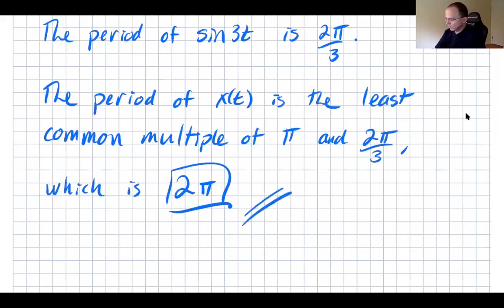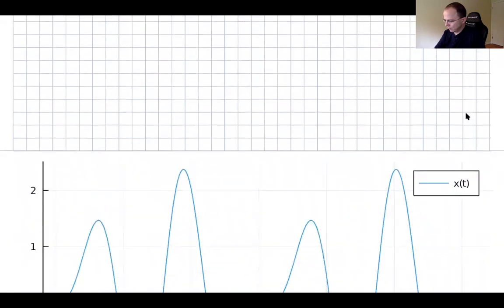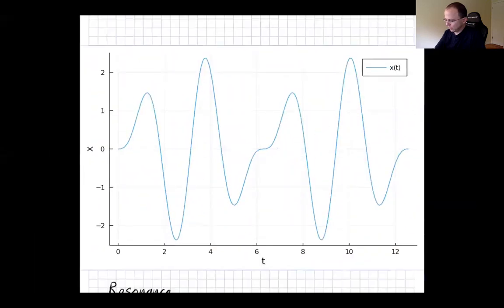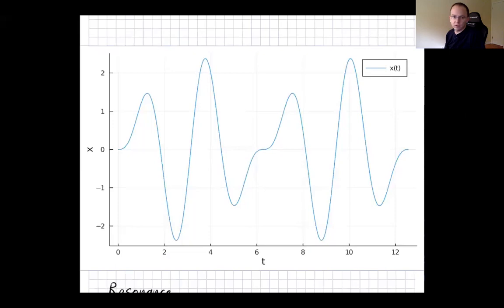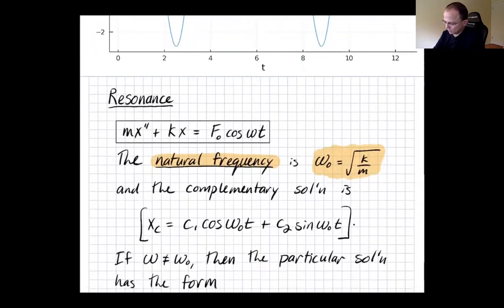Okay, so there we have it. I guess another thing that would have been nice to plot here is those separate functions, the sine 2t and the sine 3t as well, just to see how they line up. But yeah, there it is. So let's finish there and move on to the next section.